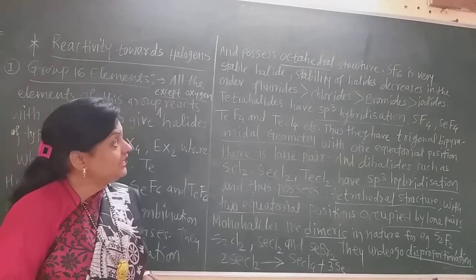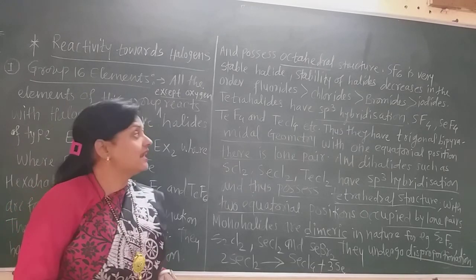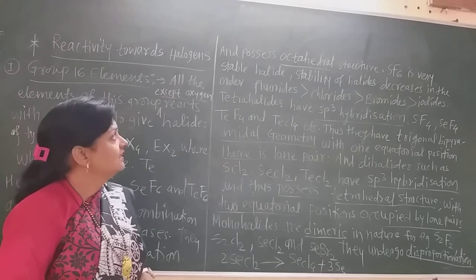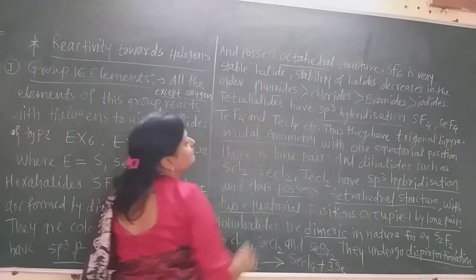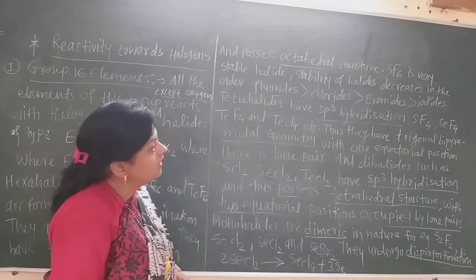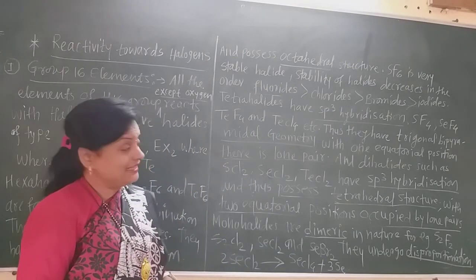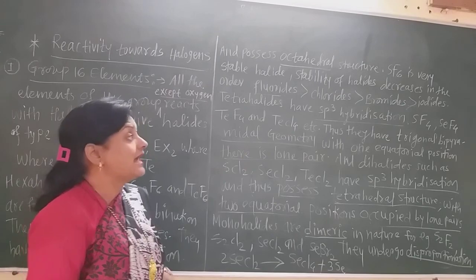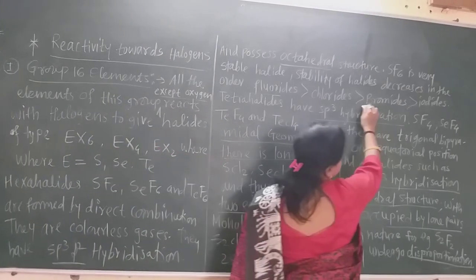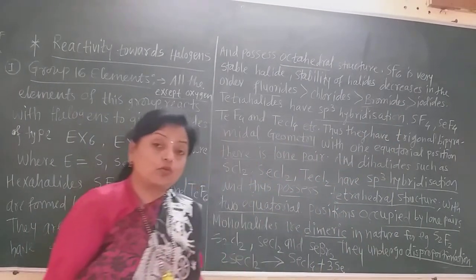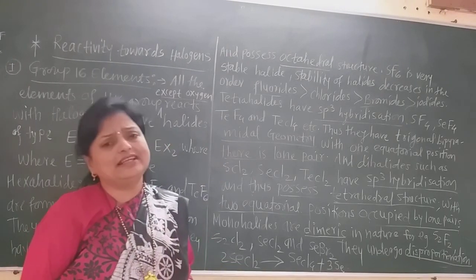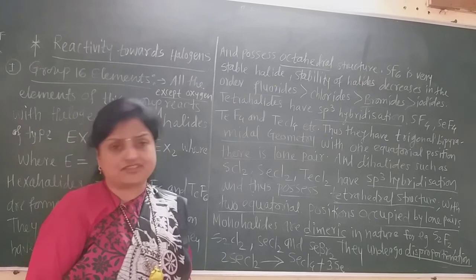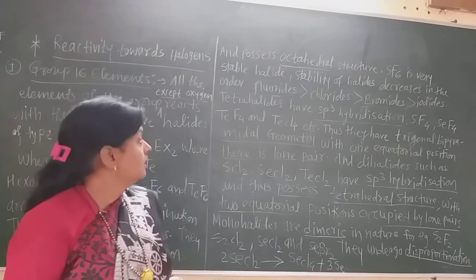The stability of these hexahalides decreases in the order: hexafluorides are more stable as compared to hexachlorides, hexachlorides are more stable as compared to hexabromides, and hexabromides are more stable as compared to hexaiodides. Hexaiodides are very less stable, that means they undergo a reversible reaction with iodine.